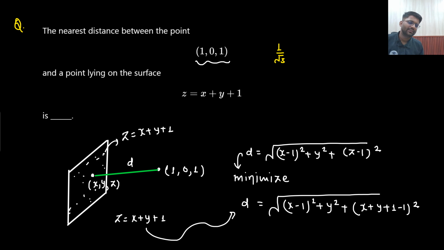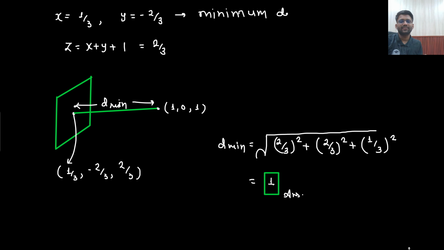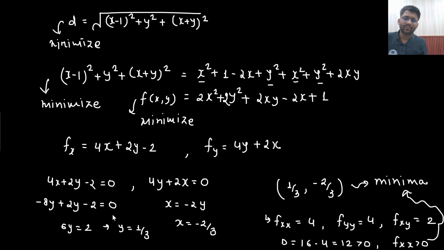Arey wow. Where have we made the calculation mistake? 4 square plus 4 square plus 1. 1 minus 1 by 3, that would be 2 by 3 only. 0 minus 2 by 3, that would be 2 by 3. So 4 by 9, 4 by 9 plus 1 by 9. The answer we are getting is 1 only. Let me check if there is some calculation mistake. Okay. Yeah, so I got the mistake here.